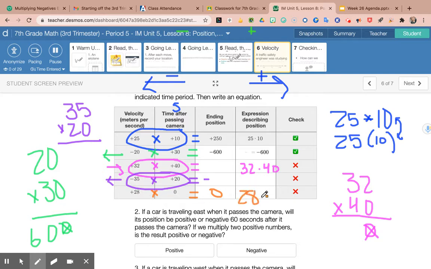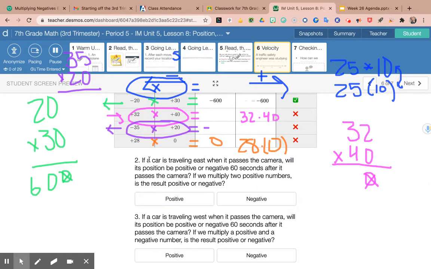28, I can do shift 8, or I can do parentheses. So if I want to do parentheses, I can do that too. All right, so feel free to pause. I'm going to scroll up though.